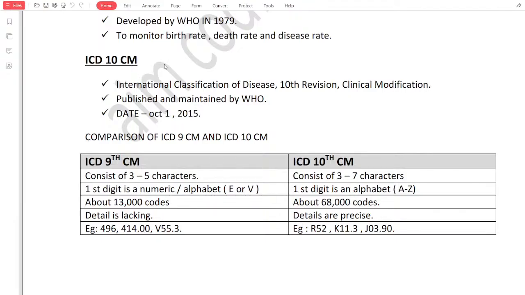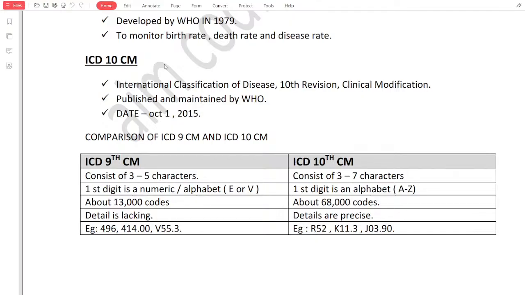And ICD-10 CM. What is the difference between ICD-9 and ICD-10? ICD-9 is the old version and ICD-10 is more updated than 9. The full form is International Classification of Diseases, 10th Revision, Clinical Modification. It is published and maintained by WHO, the World Health Organization, and from October 1st, 2024 to 2025, the current year, we are using ICD-10 CM.